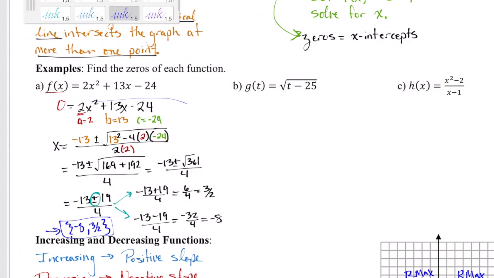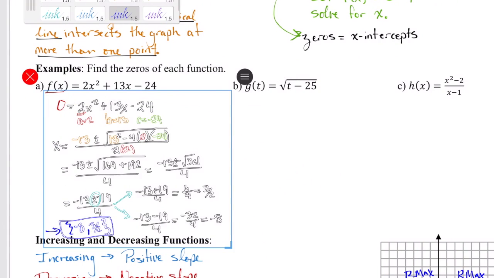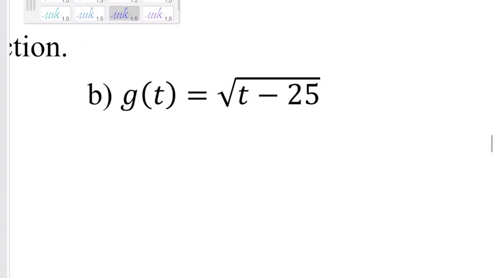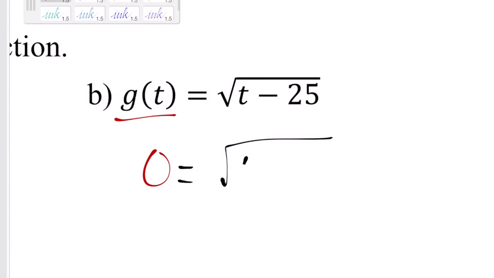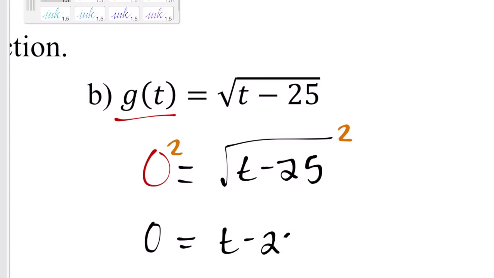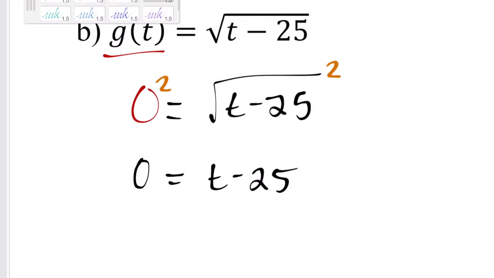My next bit, again, we're going to set this equal to 0 to find the zeros. In order to get to the t that's underneath the square root, I need to undo the square root. So the inverse of a square root is a square. 0 squared is still 0. And I just move over the 25.